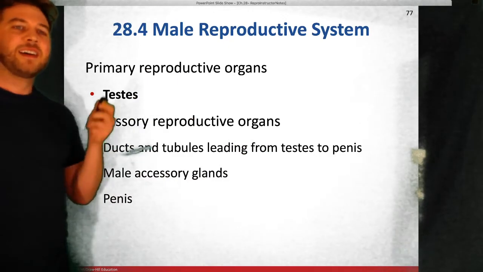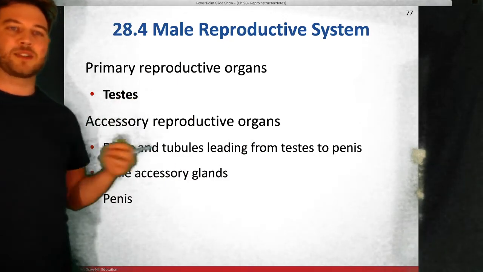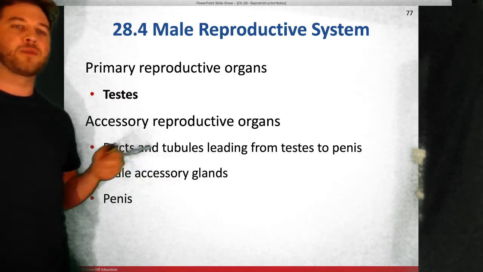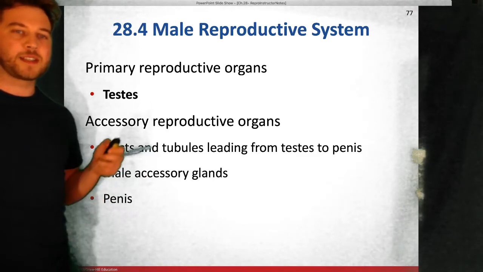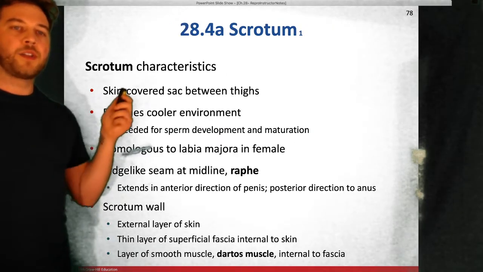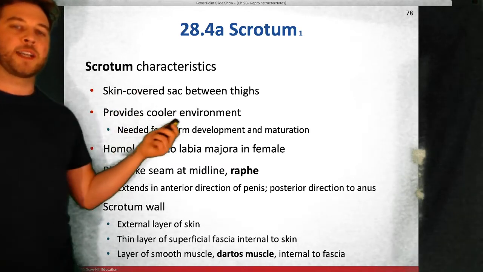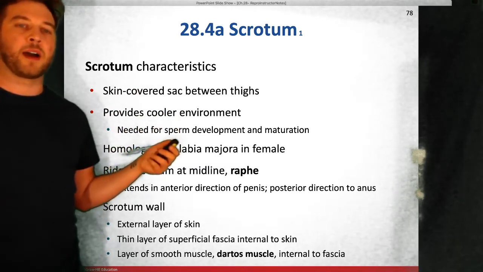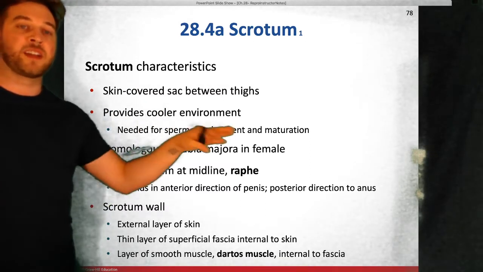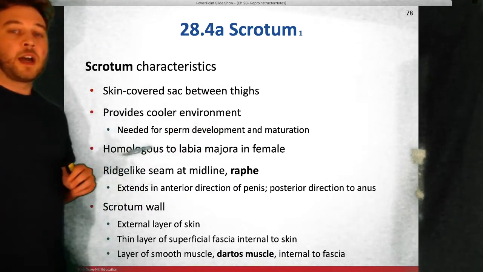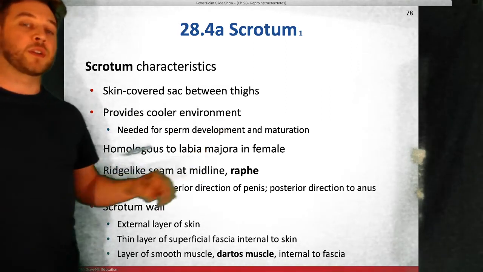All right, in males the primary reproductive organs are the testes. They're homologous to the ovaries. You have accessory organs, ducts and tubes, accessory glands, and the penis. The scrotum is the skin-covered sac that holds the testicles. It provides a cooler environment because sperm need a lower than body temperature environment for development and maturation. The scrotum is homologous to the labia majora. There is a seam along the middle called the raphe.